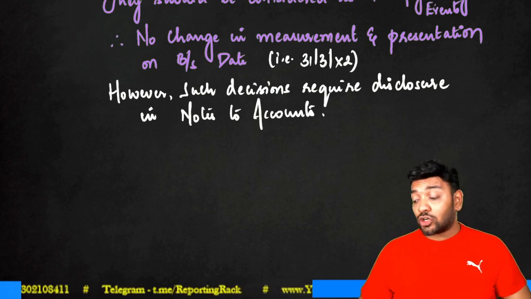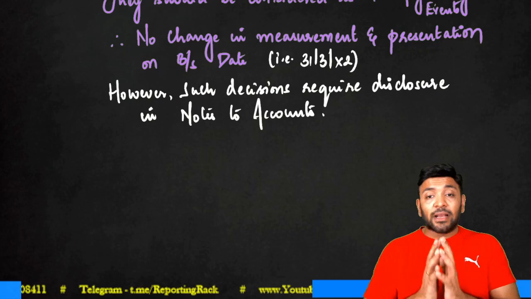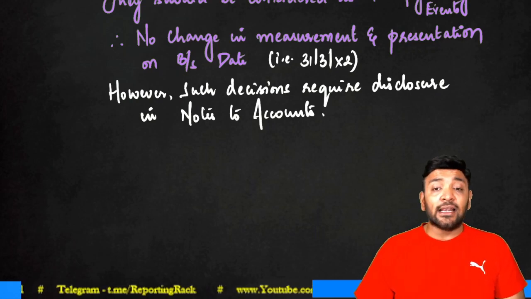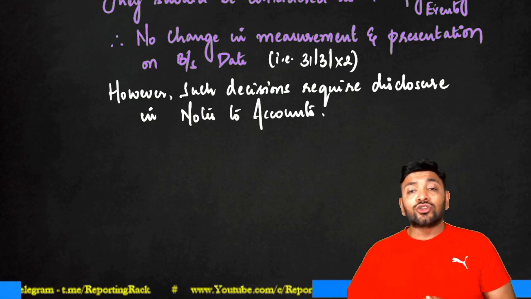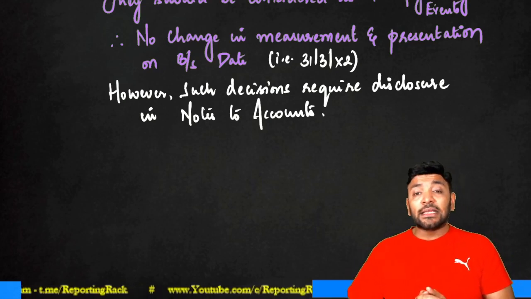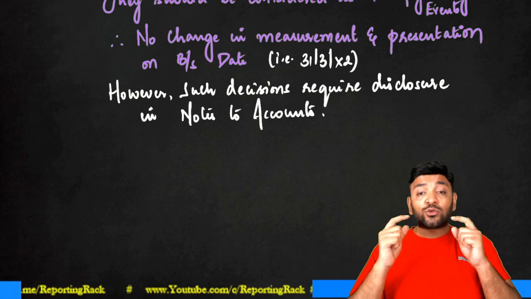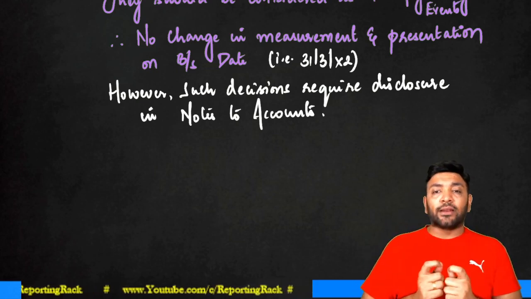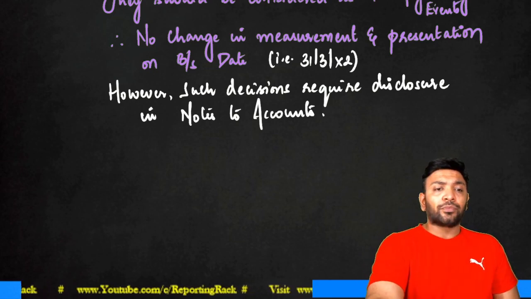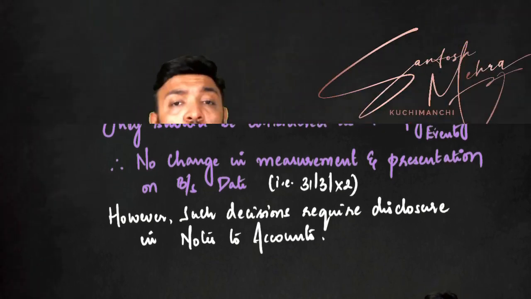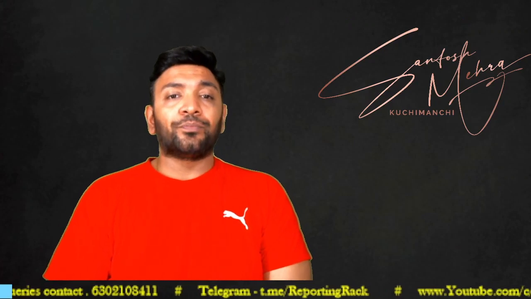Now that we have understood the presentation and the measurement of an asset under IND AS 105, once an asset gets classified into the standard, we'll have to start looking at the other aspect of the standard, which was talking about something peculiar. It was talking about something called disposal group. Correct? What do you mean by disposal group?